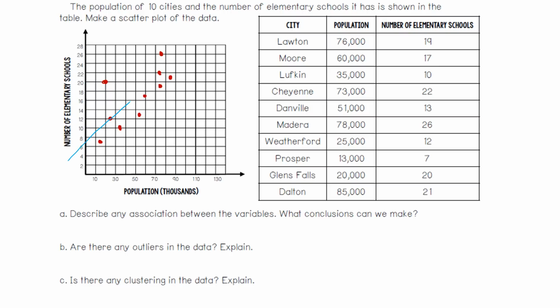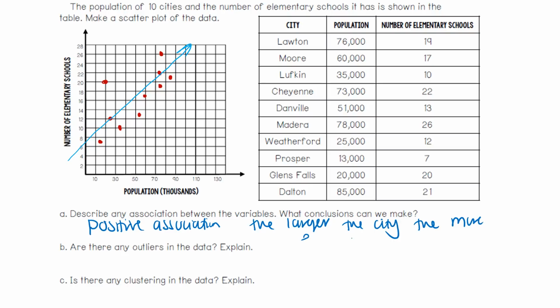So just looking quickly, we can tell that these points are typically moving in an upward trend, meaning that is a positive association. Remember, a positive association is when both variables are increasing. So we could say the larger the city, the more elementary schools there are. Both of those are increasing. The larger the city, that's going up. The more elementary schools there are, that's also going up.